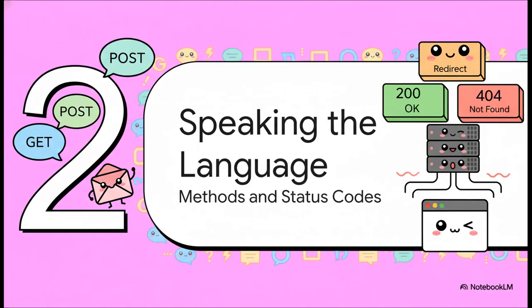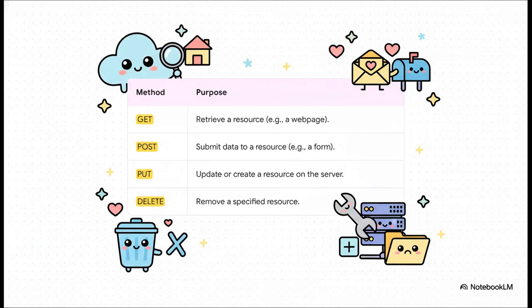So we've covered the evolution of how the connection is made. Now let's dig into what is actually being said in this conversation. The client's request starts with a verb or a method. Most of the time, you're just using GET to, well, retrieve a page. When you submit a form, you're likely using POST. And PUT and DELETE are pretty much exactly what they sound like. They're direct commands to modify or remove data on a server.